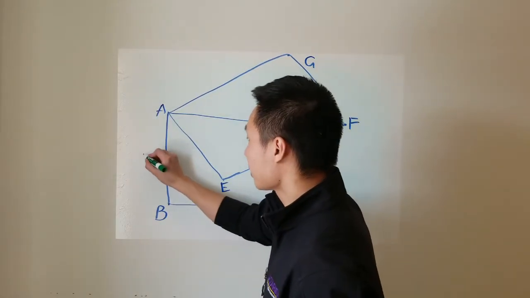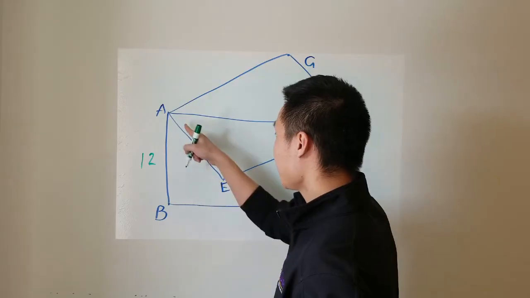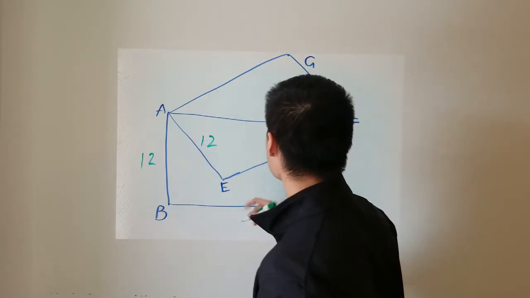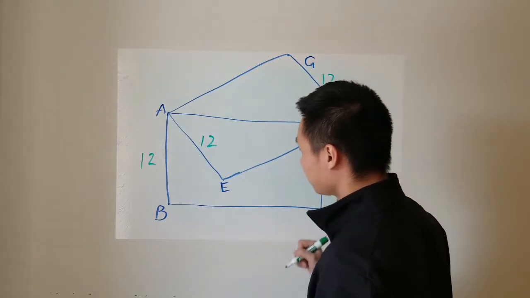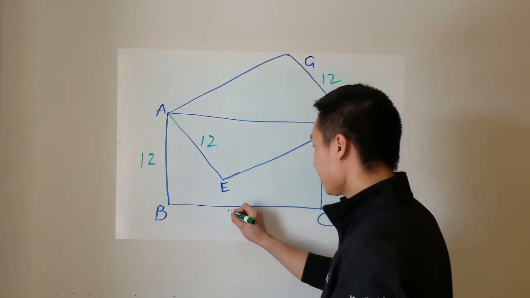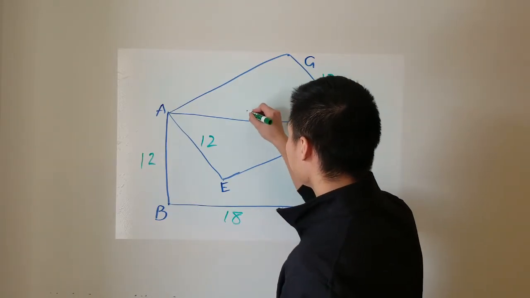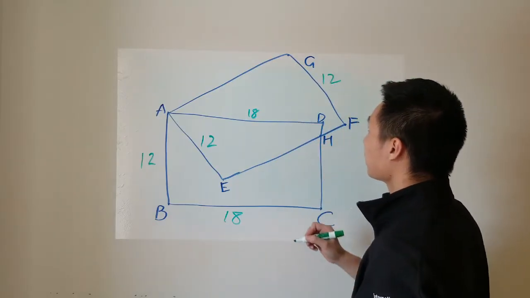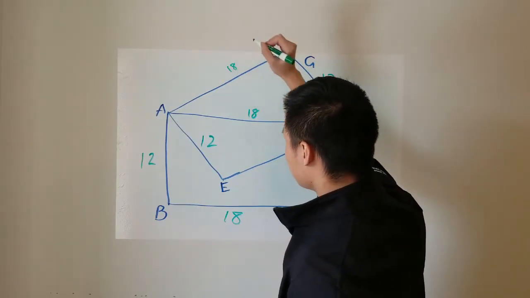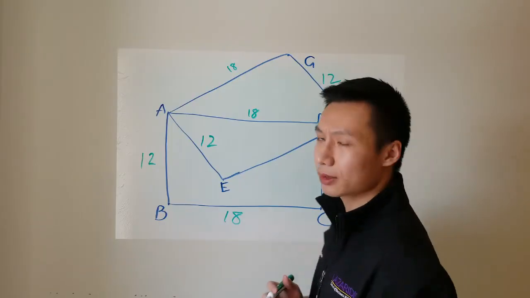We know that AB is equal to 12. AE is the same as AB, so that's also equal to 12. And so is GF, this is also 12. BC is equal to 18. That means AD is also equal to 18. AG is also 18. So that's it about the sides.